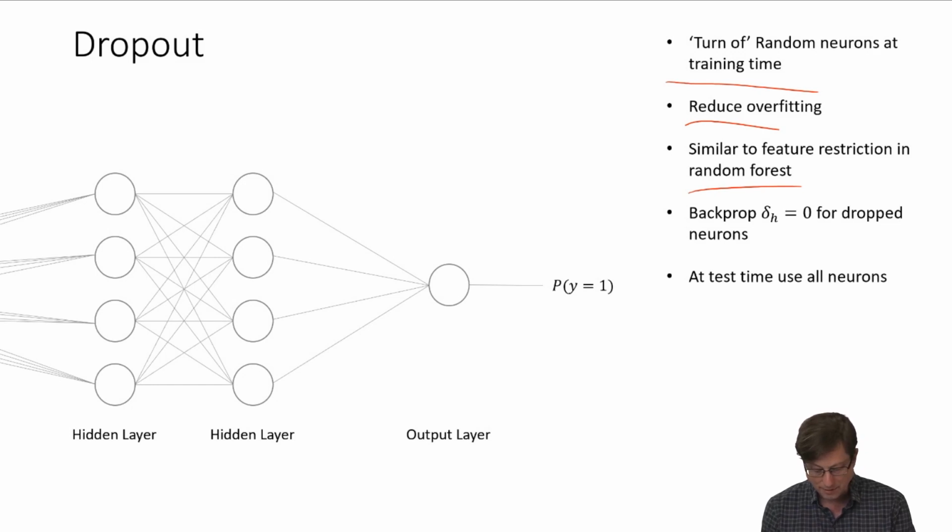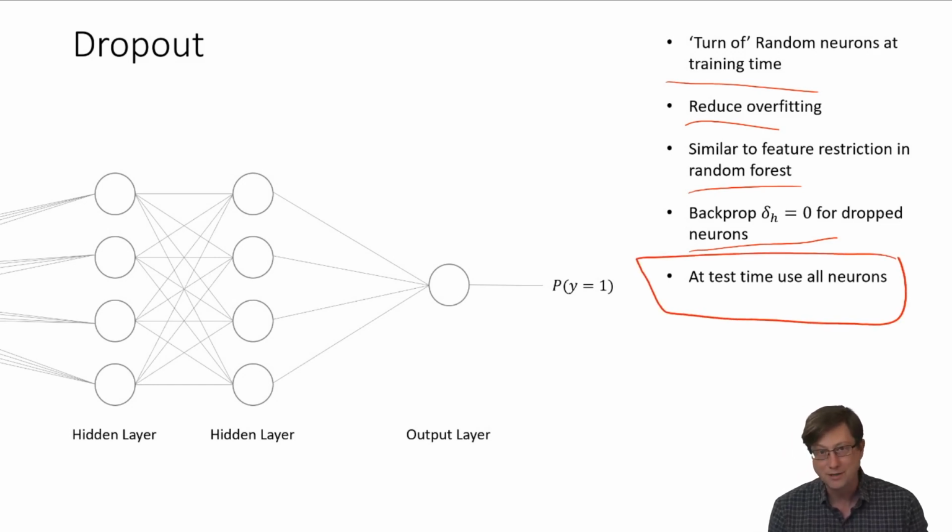Technically, what this means is that your error for the dropped neurons is 0, and you essentially just turn them off. But it's very important that at test time, at evaluation time, at performance time, you turn on all the neurons. Dropout is just a function of training time to help reduce overfitting.